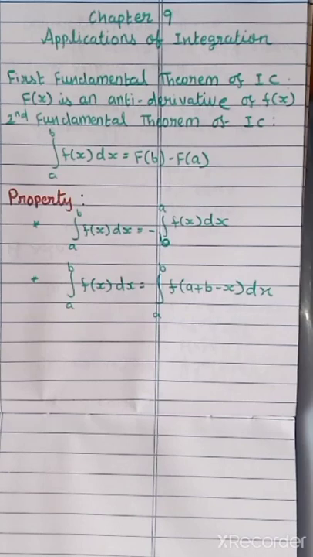The remaining properties are there on your page number 99. You can just go through that also. Actually, the remaining properties we are not using in the problems.